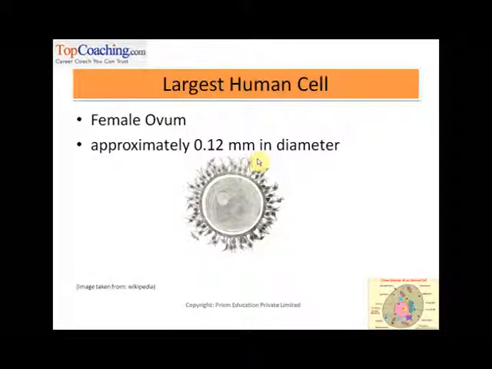Female ovums are produced in female sex glands, and if they find a sperm, they get converted into an embryo, which in turn finally gets converted into a baby. So these cells are approximately 0.12 mm in diameter and are actually visible to the human eye, right?